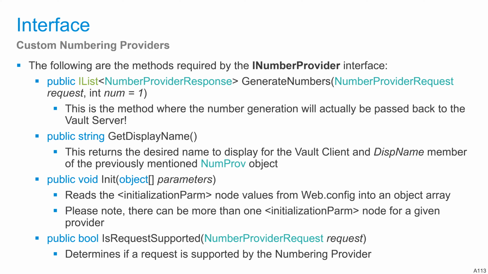Next, we have getDisplayName, which is really just a friendly name that's returned by your custom numbering provider. And this is also where DisplayName is populated in the number provider objects. And then we have this init method. This is where the initialization param nodes, those values, get populated as the parameters. And you can utilize those however you see fit. And the last one is whether or not the request is supported.